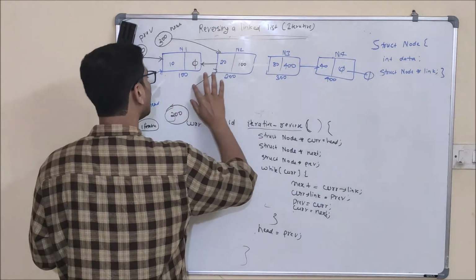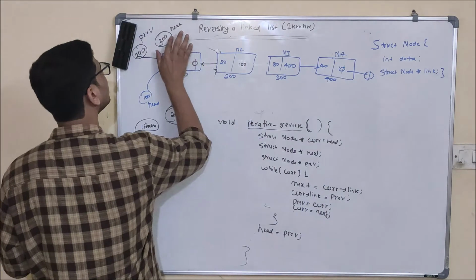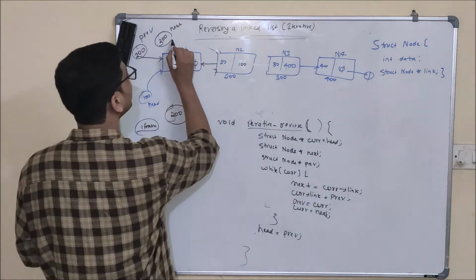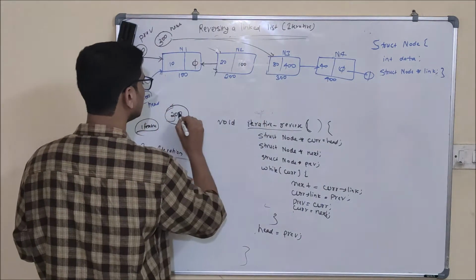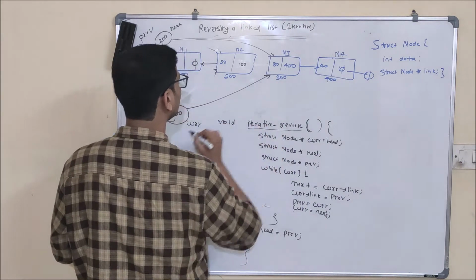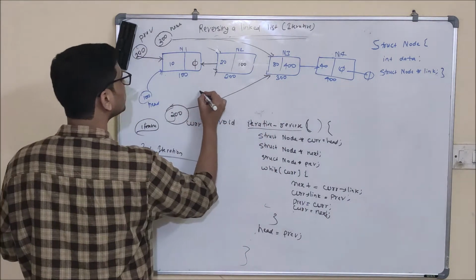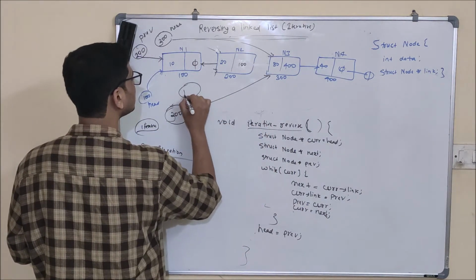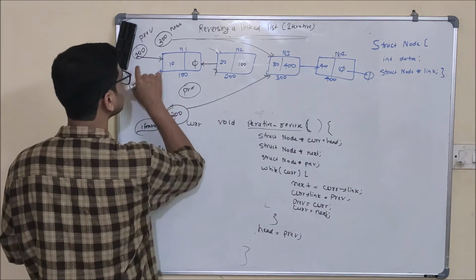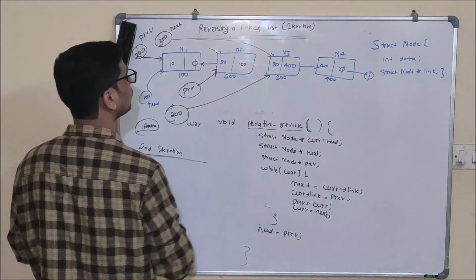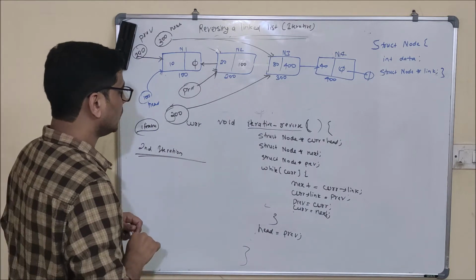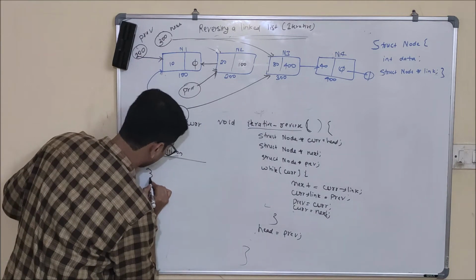And where will be these pointers pointing after second iteration? Next will be pointing to node 3. Current will be pointing to node 3 and our previous will be, suppose this is our previous pointer. In previous we have 200, it will point to node 2. Now come to third iteration.